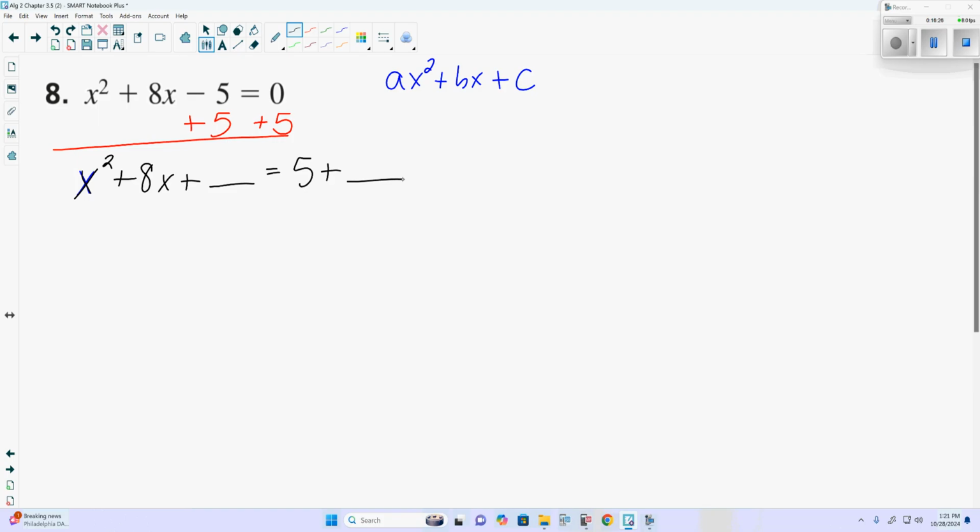Questions on any of this here? That means we can move on to our third step. We need to find the value of c, which is our b over 2 squared. Now looking at this problem here, what's the value of b? 8. So the first thing we can do is 8 divided by 2, which is 4, and 4 squared is 16. So we're going to add 16 to both sides.